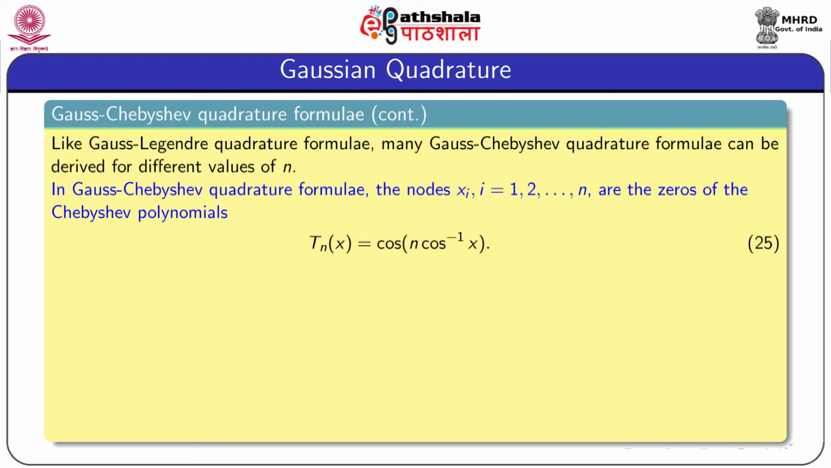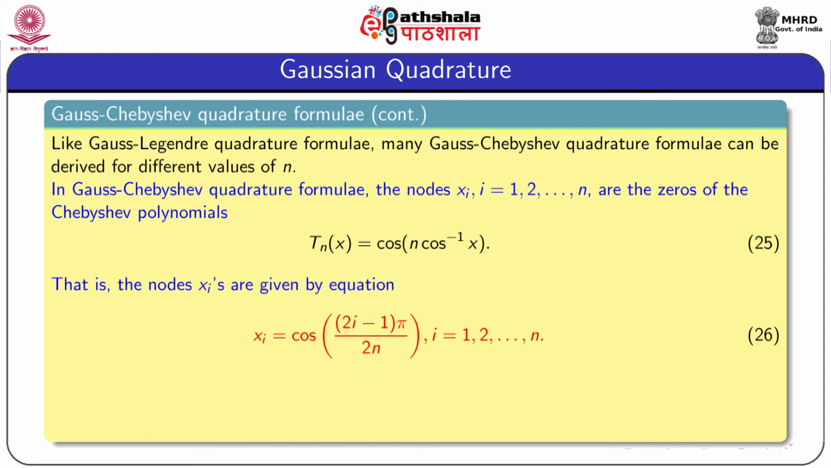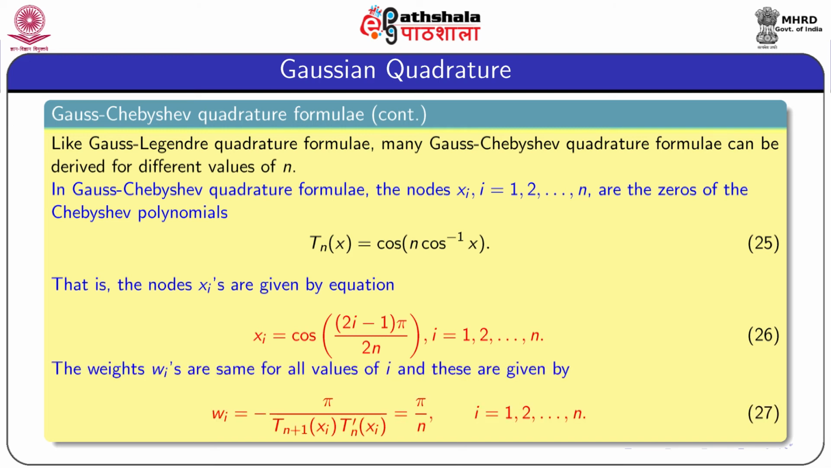Equation 25 is the Chebyshev polynomial of degree n, that means Tn(x) equal to cos(n cos inverse x). That is, the nodes xi are given by the equation xi equal to cos((2i minus 1) pi by 2n) for all i equal to 1 to n. That means when xi is given by equation 26 and the value of xi is substituted in equation 25, then Tn(xi) becomes 0. And the weights Wi are the same for all values of i.